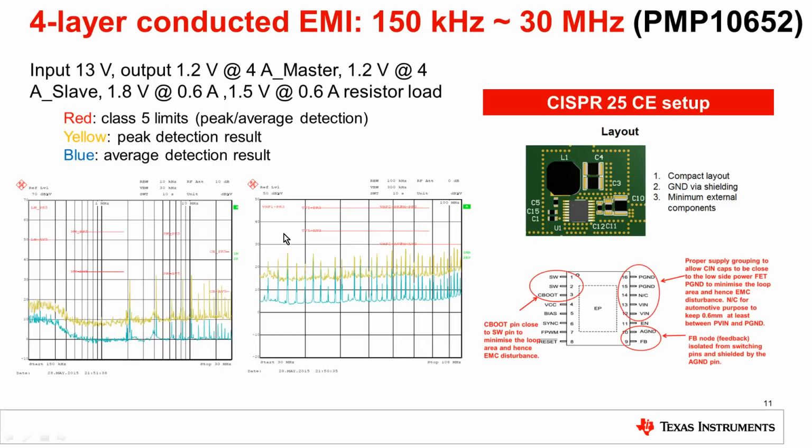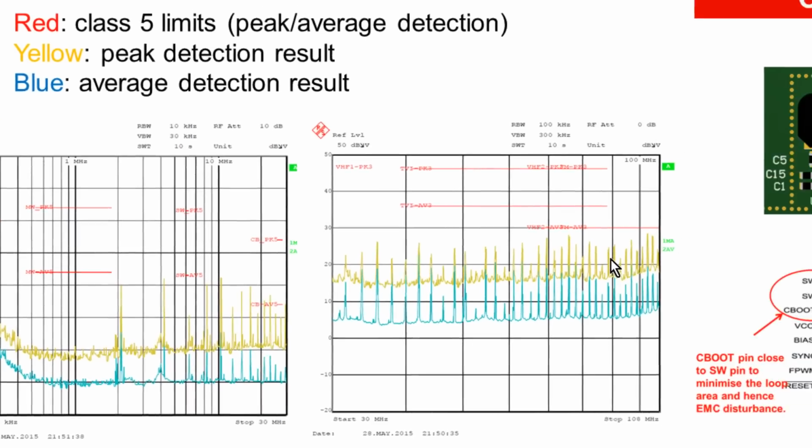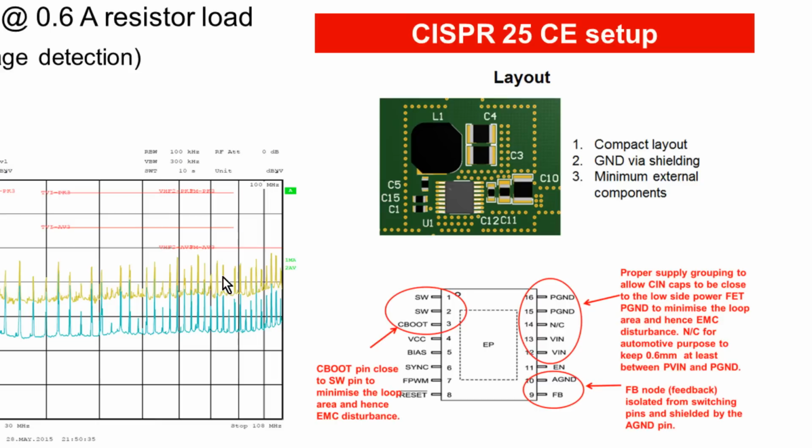So we tested the PMP10652 board for conducted EMI performance, and as you know, for conducted EMI for automotive systems we need to do two tests. One test is from 0 to 30 megahertz and another is from 30 to 108 megahertz, and the critical one is the performance in the FM band, which is from 88 megahertz to 108 megahertz, which is the most stringent to comply with. This particular solution complies with CISPR 25 class 4.